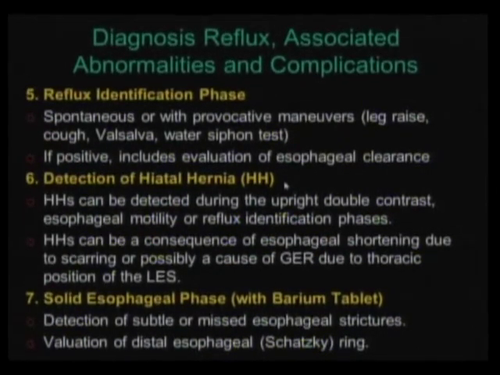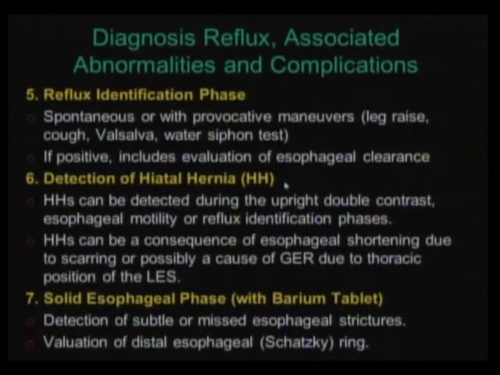So how can we evaluate the reflux? We usually place the patient in the left lateral decubitus in order to pool the contrast that is within the stomach into the gastric fundus. We put the patient in supine position, and after that, in right posterior oblique position, so that we can see if there is a spontaneous reflux or the reflux is produced with provocative maneuvers, increasing the intra-abdominal pressure, for example, leg raise, cough, Valsalva, or water siphon test. This is a very important test because it increases the sensitivity of detection of gastroesophageal reflux.